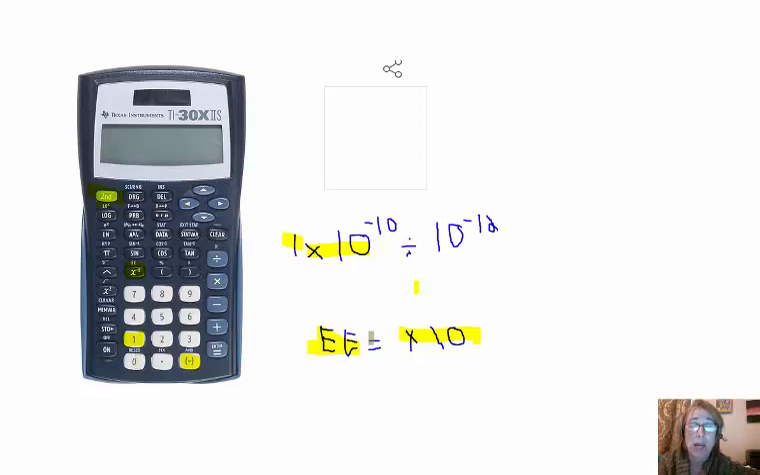Okay, so now that number is in your calculator. Now we're going to divide. So we hit the divide button, and then 10 to the negative 12th. So that will be second function EE, negative 1, 2, and then you hit equal. And your calculator will probably say 120, which is equal to 1.2 times 10 to the 2.